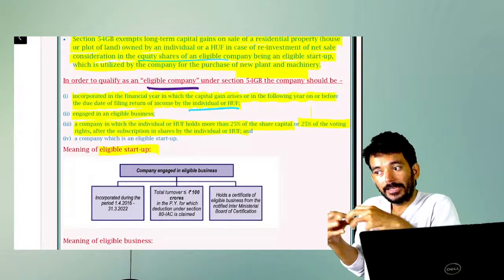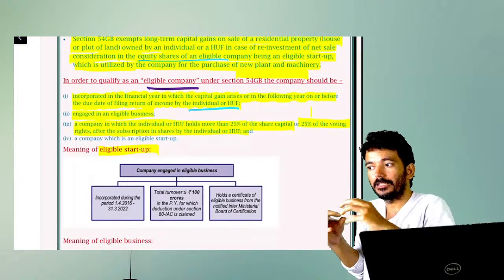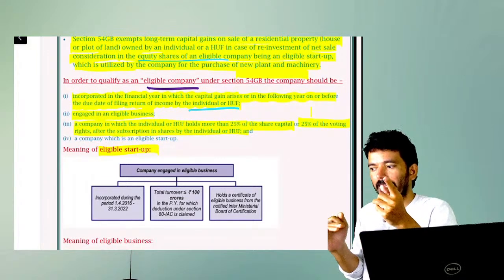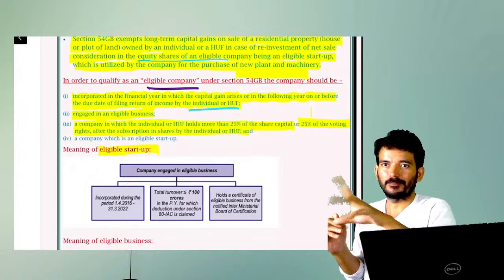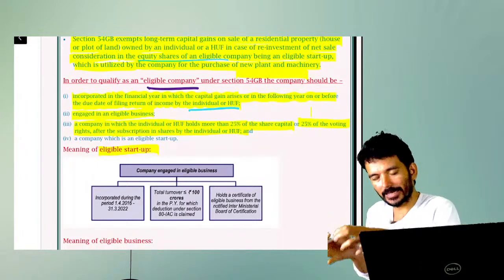But the one who is making this investment for this 54 GB, he's the one who sold that asset, his share should be a minimum of 25%. Just like the conversion of AOP BOI form to the company, I told you the logic of 50, no, here it is 25.